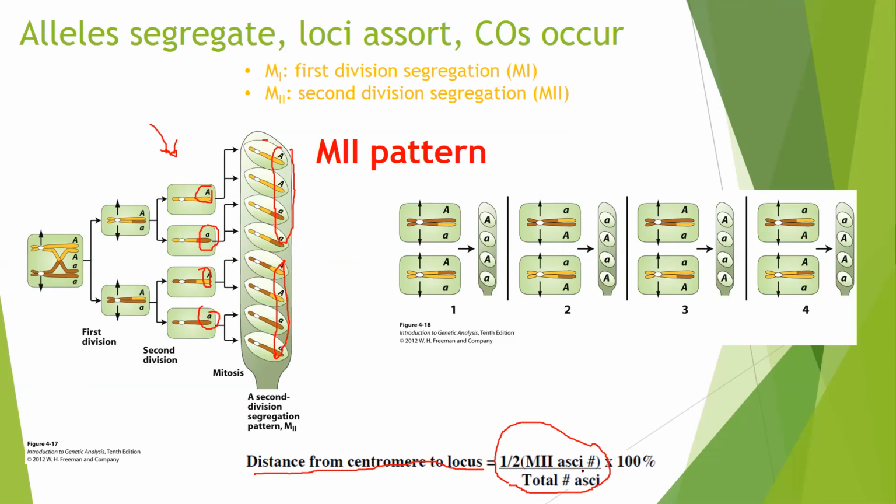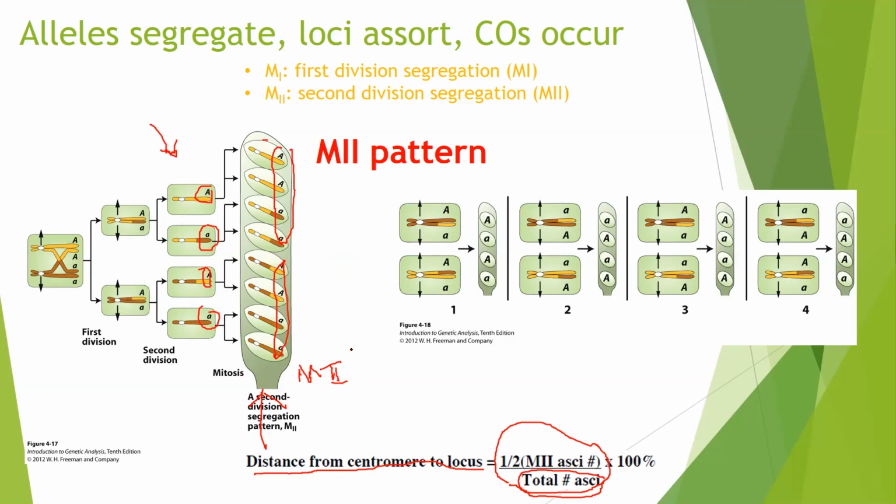The ratio is formed like this. The denominator is the total number of asci. We're going to see how many. This is one ascus, right? For example, this ascus is an M2 pattern ascus. If you look at another ascus, maybe that's an M1 ascus.